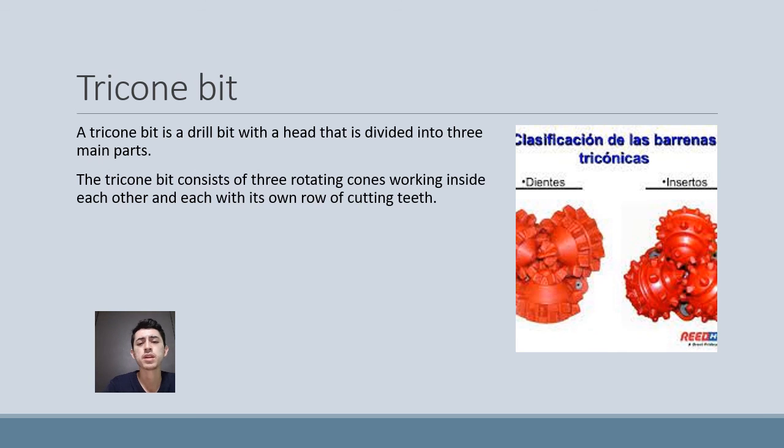The other classification is a tricone bit. Tricone bit is a drill bit with a head that is divided into three main parts. The tricone bit consists of three rotating cones working inside each other, each with its own row of cutting teeth.